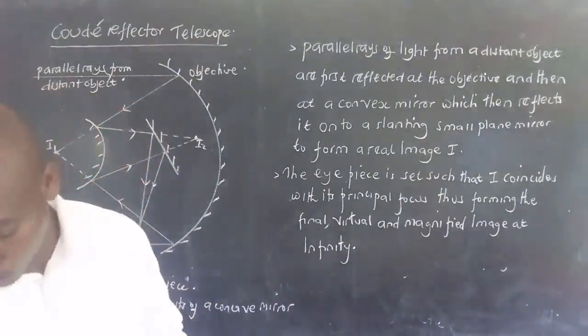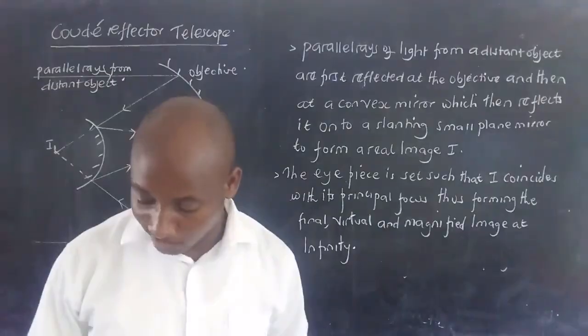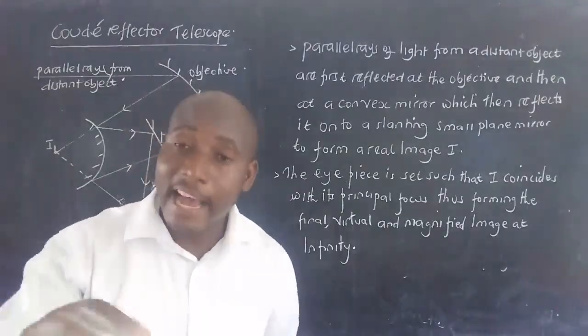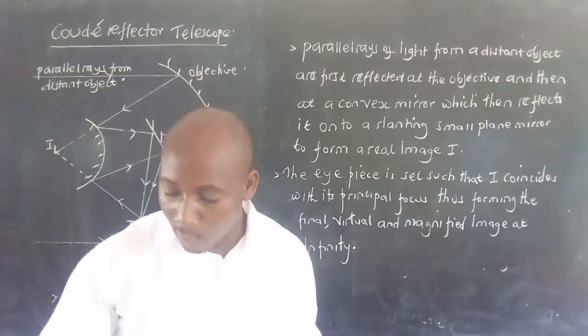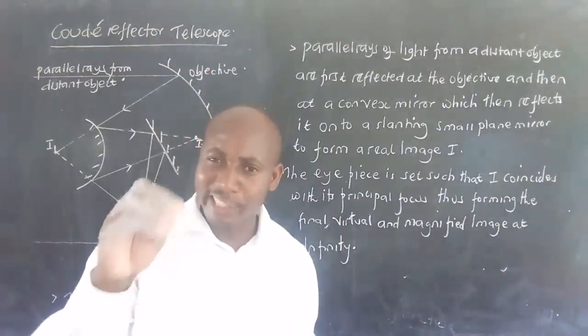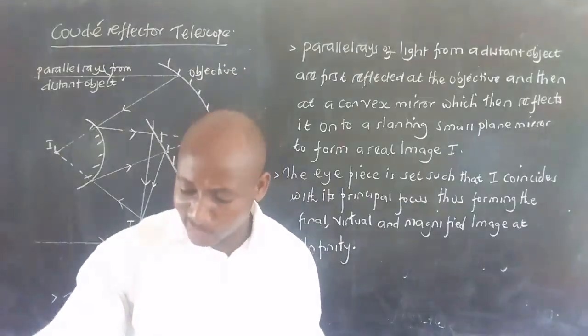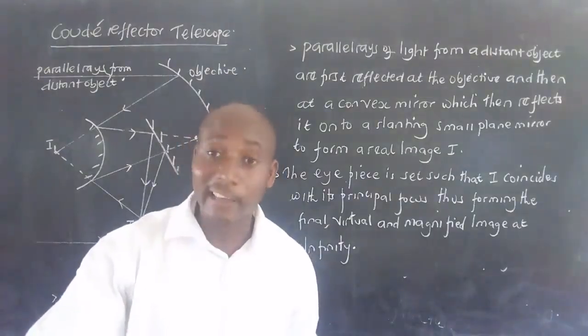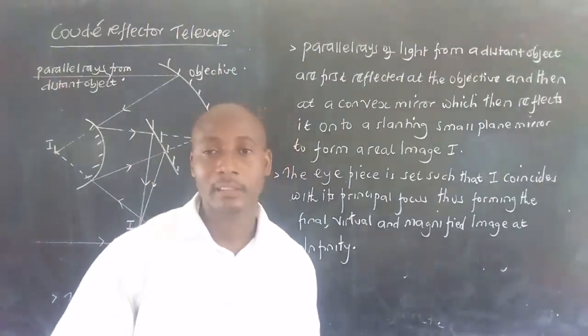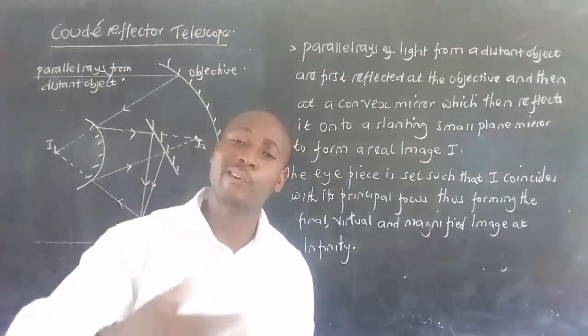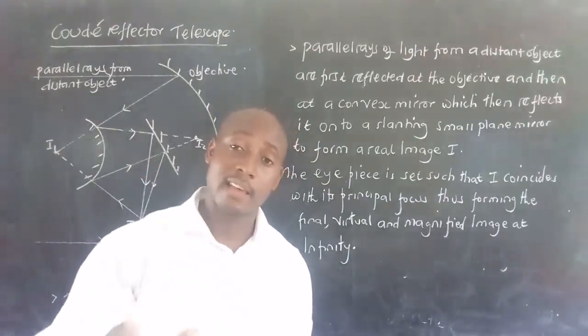Advantages of reflecting telescope over refracting telescope. Number one, there is no chromatic aberration, since refraction does not occur at the objective, which is a mirror. Of course, you know that chromatic aberration occurs in lenses.